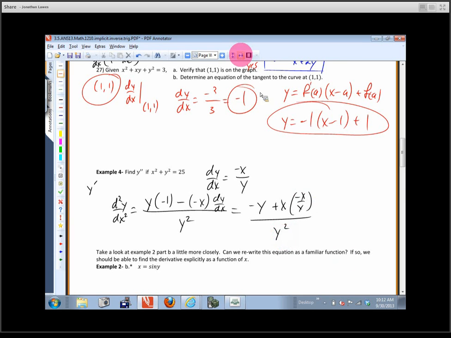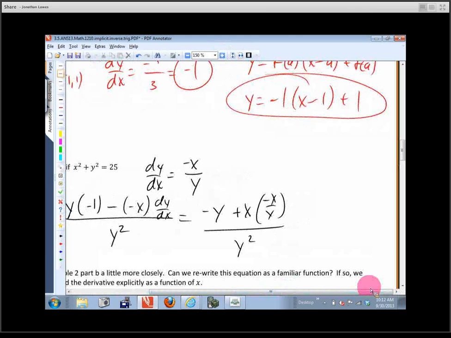And then again, from here on out, we're just cleaning this up and making this look nice. So let's think about this for just a second. We're going to have negative y minus x squared over y squared. However you learned how to simplify complex fractions is fine as long as it works. Here's what I'm going to do. I'm going to get a common denominator here. I'm going to write this as one single fraction. So this one single fraction is negative y squared minus x squared over y squared.